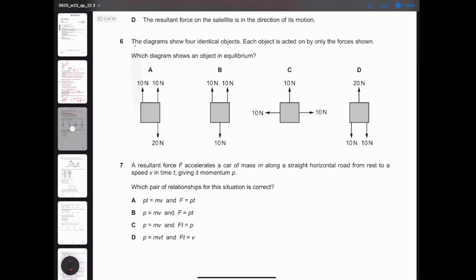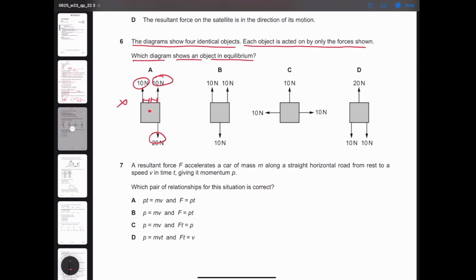The diagram shows 4 identical objects. Each object is acted on by only the forces shown. Which diagram shows the object in equilibrium? See, for equilibrium, net force needs to be 0 and net moment needs to be 0. Is the net force 0 here? It is. But is the net moment 0? Think about it. Let's take this as the pivot. So this will have this much distance, this will have this much distance. It doesn't appear that the net moment will be 0. It will rotate some way, right? Think about it. So A is not the answer.